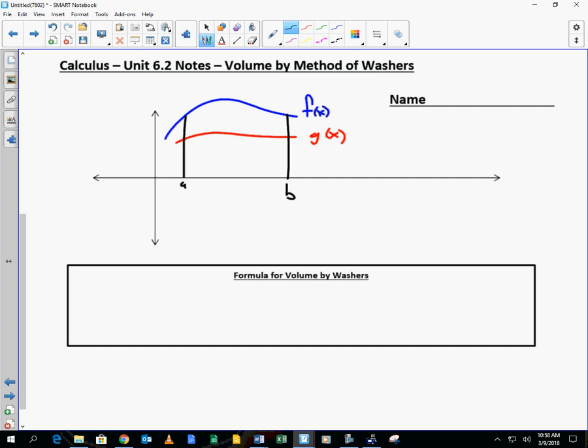As we look at this area, we would draw a vertical rectangle in order to find that area. Does everybody agree? The width of that rectangle is a horizontal width. We would call it dx. But what if we wanted to take that area, the area right here between the blue and the red, and revolve it around the x-axis?